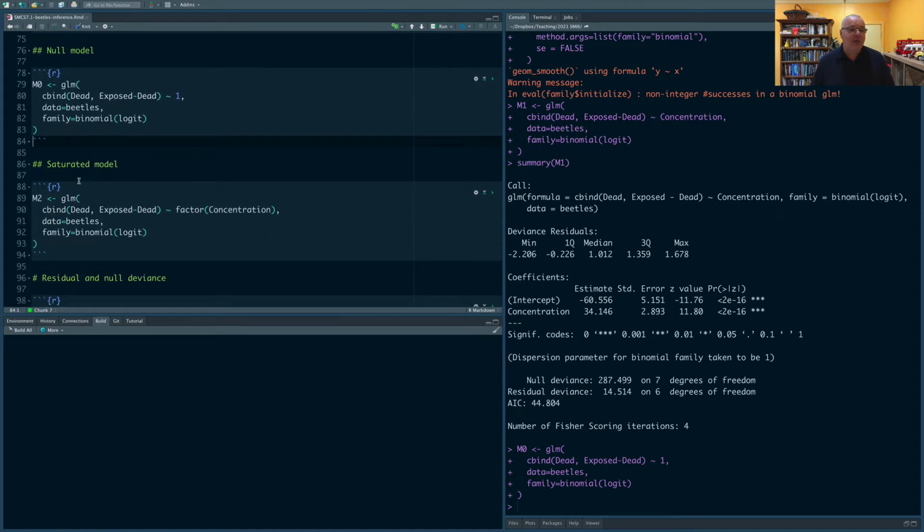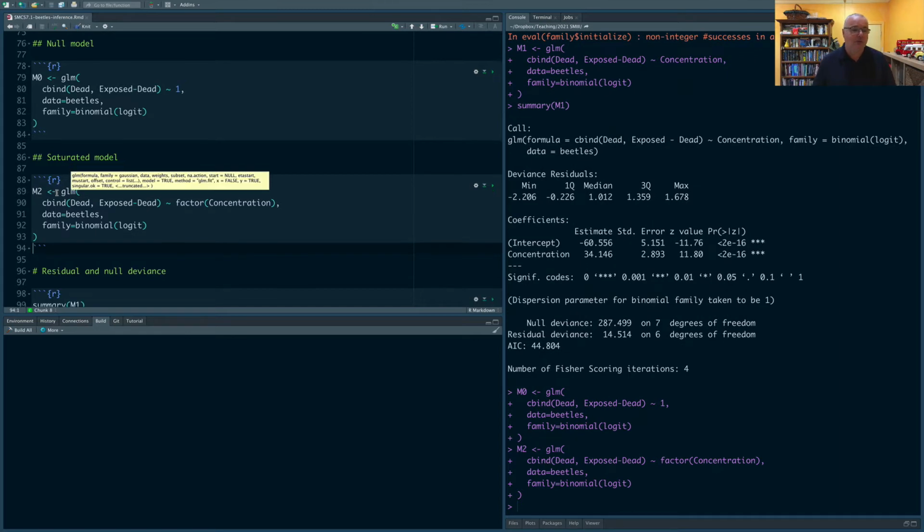I'm also going to create what we call the saturated model. And remember, I said with the saturated model, basically, every experiment is going to get its own probability. So it's as over parameterized as we can get. For every single experiment, we're going to work out its individual probability of success. So completely saturated. And the easy way of doing that is I just treat concentration not as a numeric, but as a categorical. So there's my 2 models.